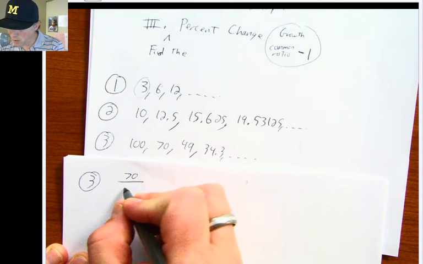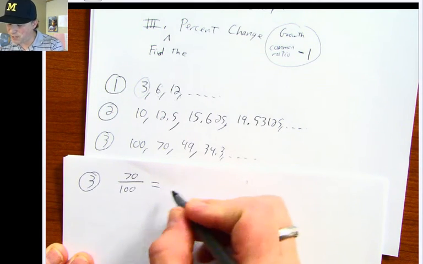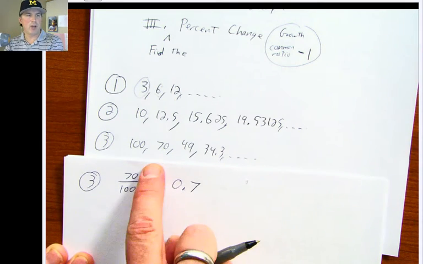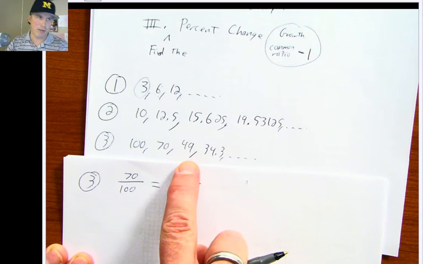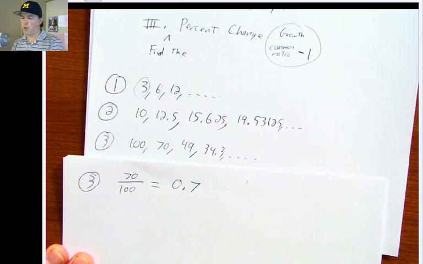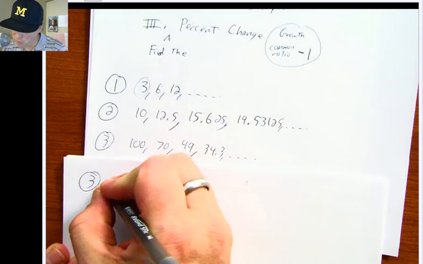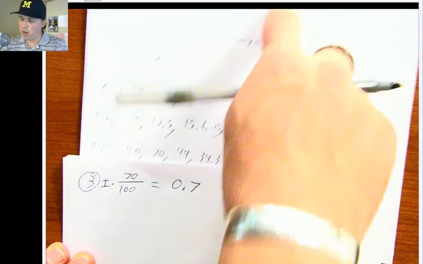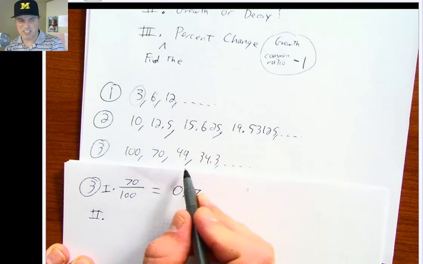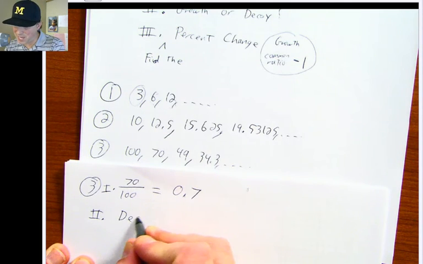Previous number divided by the current number, 70 divided by 100 gives you 0.7. And if you go 70 times 0.7, you will get 49. 49 times 0.7 is 34.3. So we have a geometric series with a common ratio of 0.7. Part 2, these numbers are getting smaller, so we're talking about a decay.